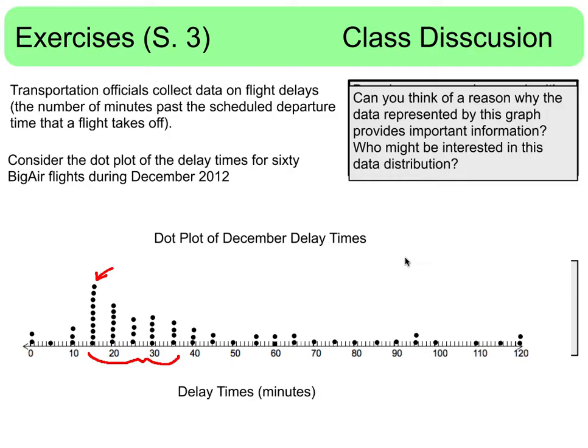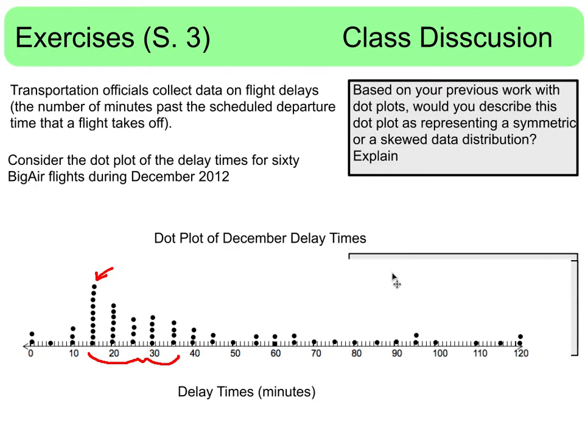Another question that may come up is, can you think of a reason why the data represented by this graph provides important information, and who might be interested in this particular data distribution? One of the things that might say why this is important: if flights are late by this particular airline all the time or consistently, then they might not select this airline. So it's about consumer reports and data being driven by the company to decide where their biggest issues are concerned, where customers are dissatisfied, and where they could improve.